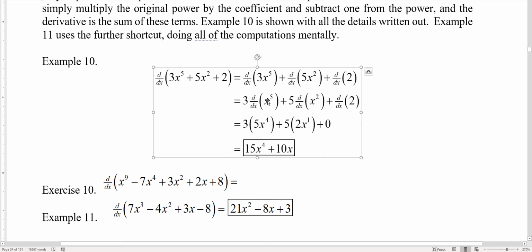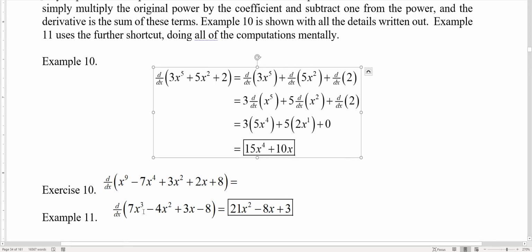And here we use the power rule. This is 5x to the fourth for that derivative, and that's 2x to the first for that one. 3 times 5 is 15, x to the fourth, and then we got 10x to the first. Now, as I said, you can actually do the whole thing in your head very easily. You just say 5 times 3 is 15, subtract 1 from the power, that's 4, plus 2 times 5 is 10, subtract 1 from the power, that's 1. And the derivative of the 2 is 0.